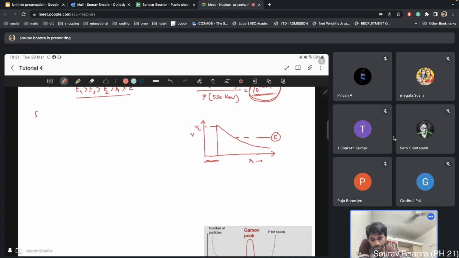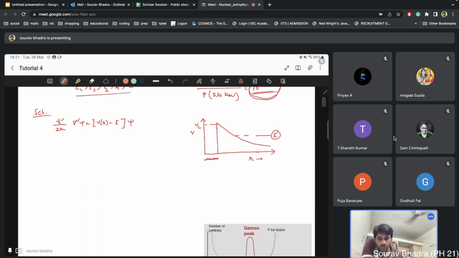Now the famous Schrodinger equation tells you minus h-bar squared by 2m times the Laplacian of psi equals, this is the famous Schrodinger equation. I cannot derive it. If you know it, very good, otherwise if you can remember it, that is also fine. Here psi is the wave function associated with every particle. Now I will write this equation in 3 dimensions, and we will take the radial part.